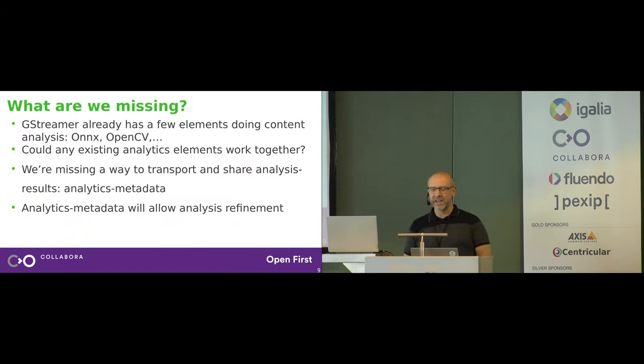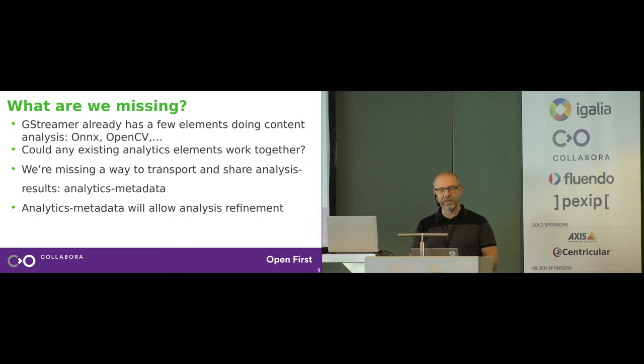But what are we missing in GStreamer to achieve this? I mean, natively. Well, for elements that do analytics, we already have them. We have ONNX, we have OpenCV. But the question is, can we have them work together? Could I today get an output from ONNX, from the object detection, and use OpenCV to track that object? No. And I think the reason for that is that we're missing a way to transport the analytics metadata between the elements, just like video, just like other media.